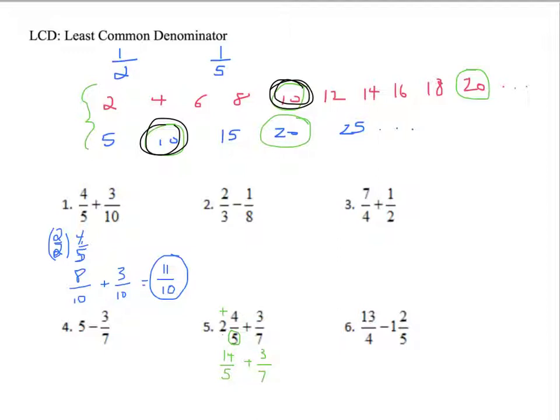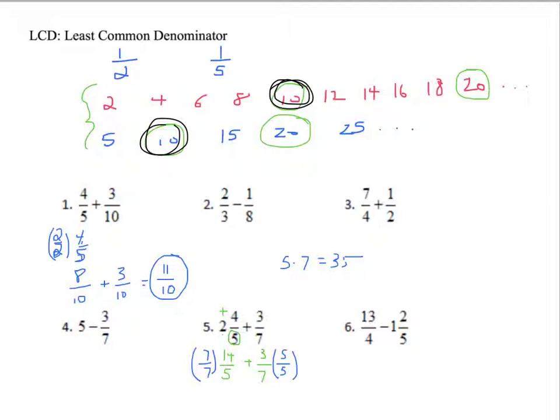In order to add this, I need a common denominator. So one way to get a common denominator is to multiply the two numbers in the denominator together. 5 times 7 is 35. The common denominator is 35. So in order to get that common denominator, I need to multiply 14/5 by 7 over 7, and I need to multiply 3/7 by 5 over 5. And what this does is it gives me the common denominator of 35.